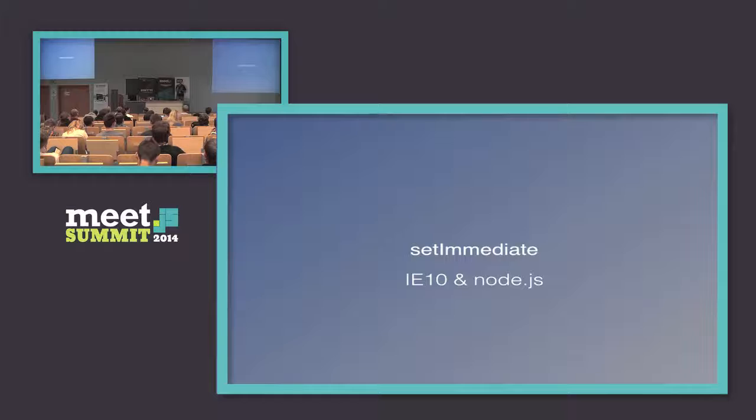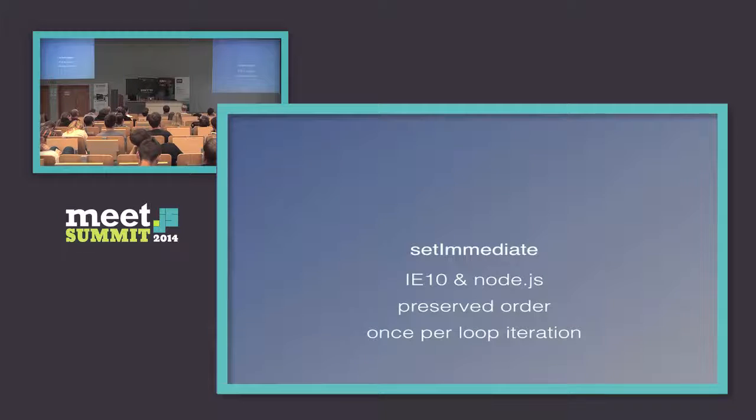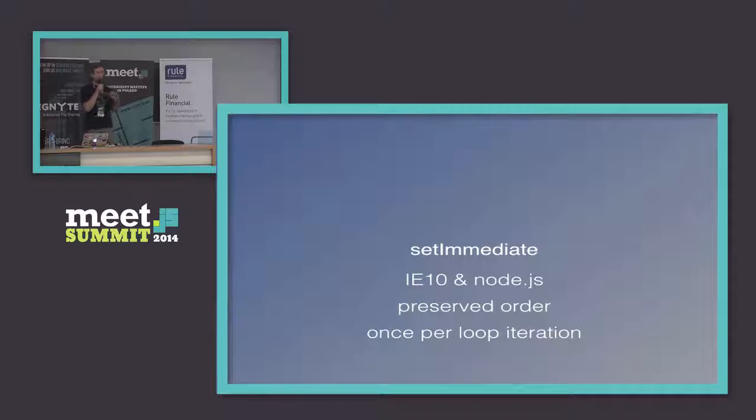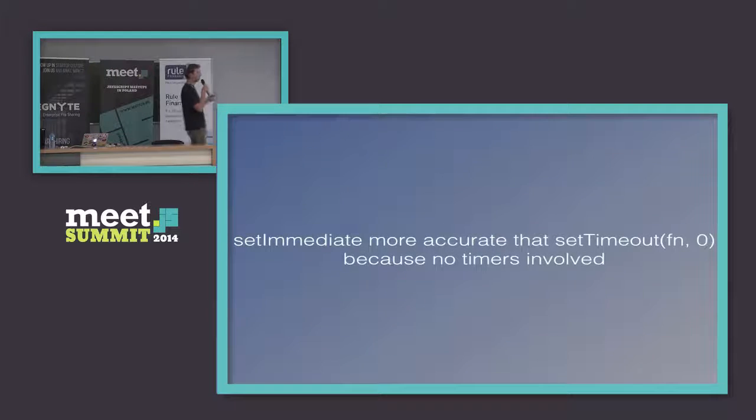And there's this function, setImmediate. This function is only in IE10 and in Node. And this function is much more interesting than the timers. Also, the order is preserved when we declare callbacks to this function. And there is only one call of this function per loop iteration. So if we add 10 setImmediates, only one callback will be called per loop iteration.